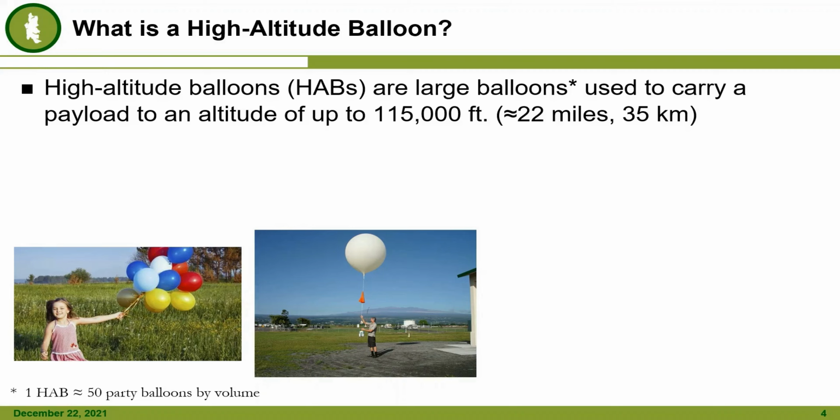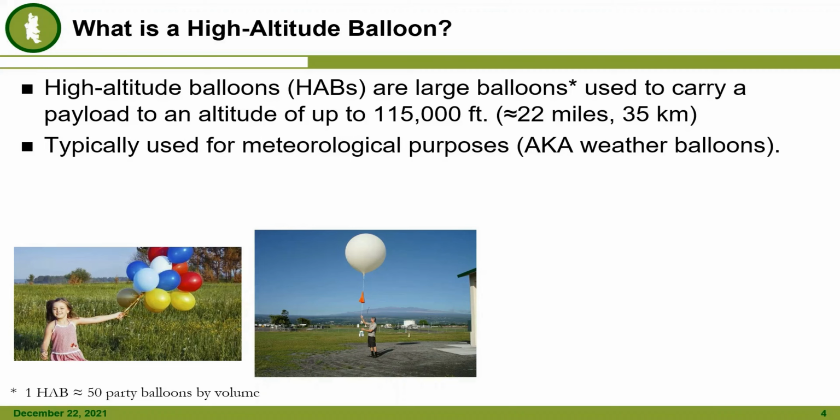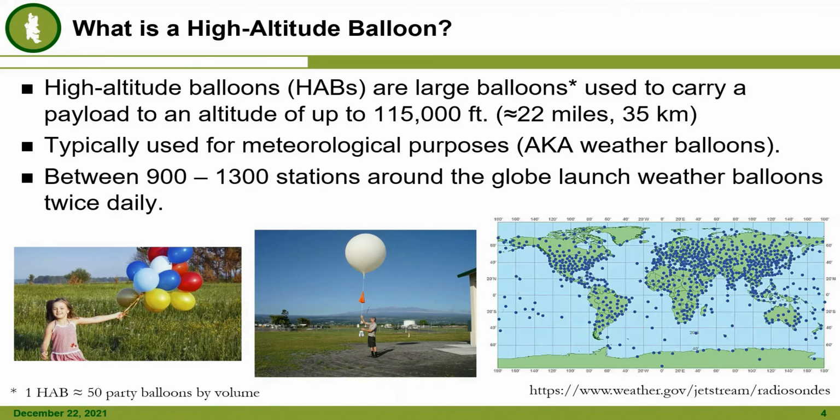So typically what these high-altitude balloons are used for are meteorological surveys. A lot of people refer to these interchangeably as weather balloons because that is how they're mostly used around the country nowadays. In fact, there are about 900 to 1,300 stations all around the globe which regularly launch weather balloons twice daily to gather these meteorological samples and obtain data about our atmosphere. So the concept of operations for this is actually really simple.